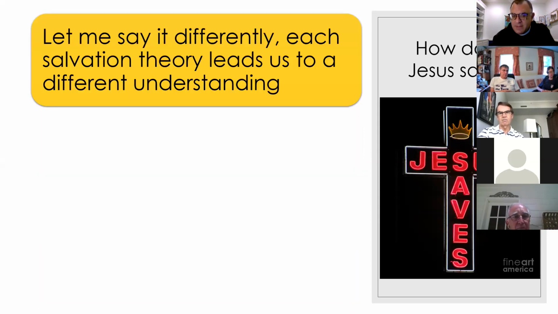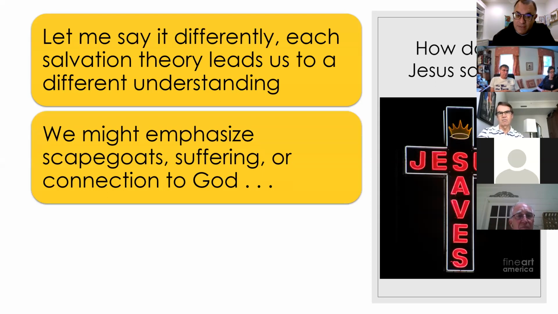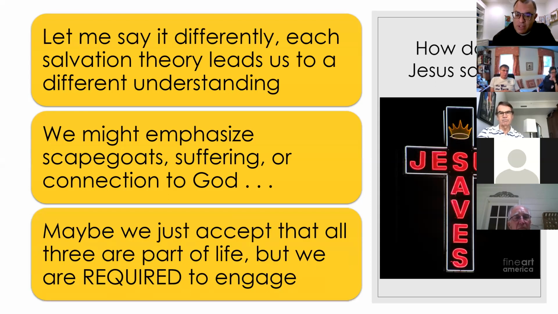That is, let me say it differently, each salvation theory leads us to a different understanding. So we might emphasize scapegoats if we're talking about Girard, we might emphasize suffering if we're talking about moral influence or substitutionary atonement, we might emphasize connection to God if we're talking about theosis, physical atonement theory. But maybe we just accept that all three are part of life. All three are part of what we do as humans. That is, on some level, I think each of these theories might be right all the way through, and it's just part of life that we should be seeking these three things. We should be seeking a deeper connection.